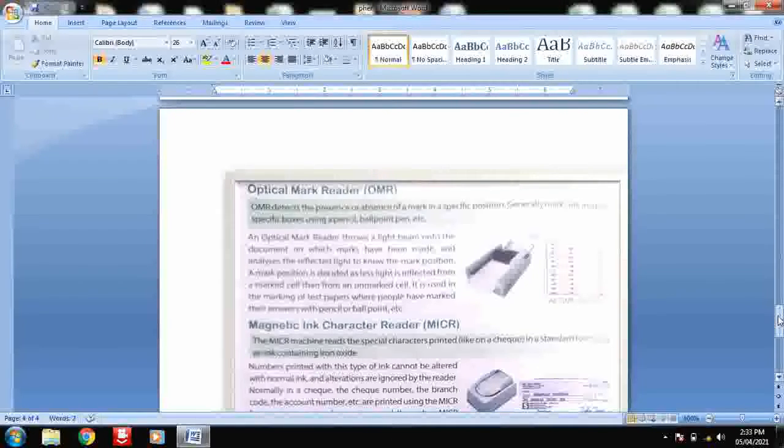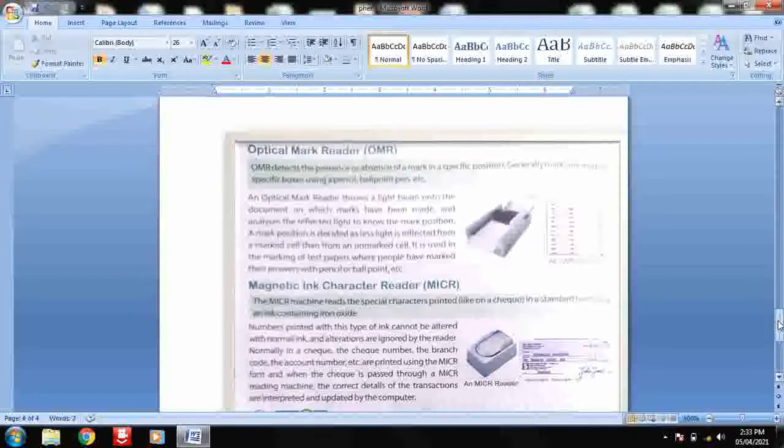Okay, so we can say we will get authentic results. There are no calculations and no human error. The machine will calculate. We will be inserting the answers and the machine will tell the final output. The marks will be generated automatically. This is OMR. The next one is MICR, Magnetic Ink Character Reader.